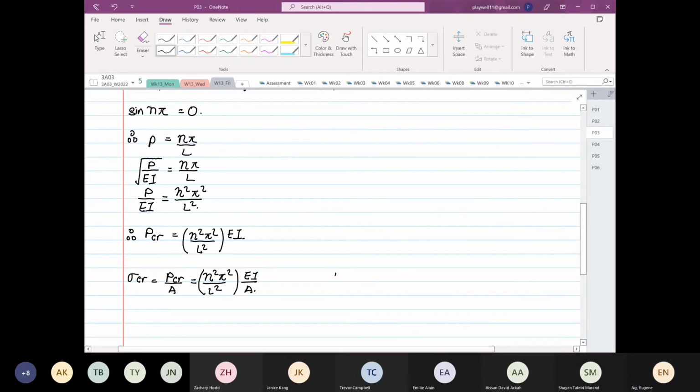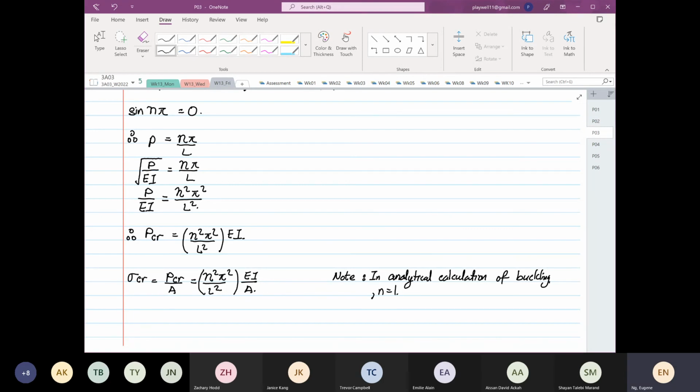Okay. So note, for our case in buckling, in analytical calculation of buckling, what we are doing now, we are going to focus on n equal to 1. You want to ask me, Eugene, why n is equal to 1? Because we are assuming that our structure can deform one way. So when n is equal to 1, based on x and y, this is y and this is x, the deformation pattern will look this way.